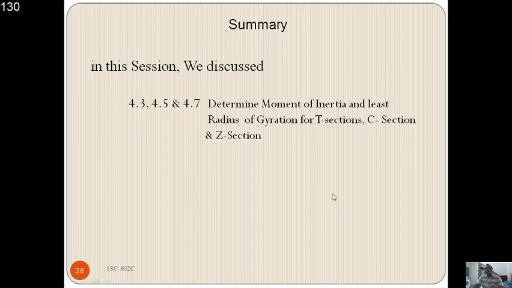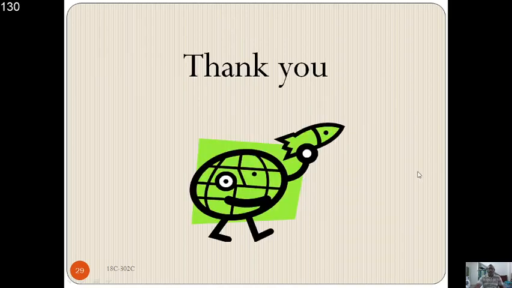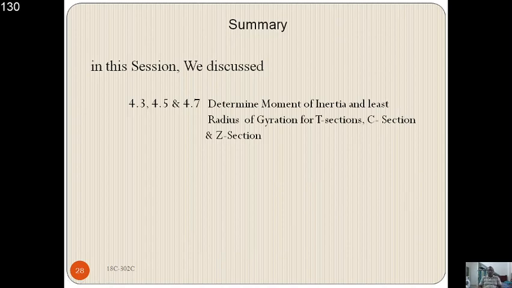So with this, we are concluding that we have understood in this session how to calculate the moment of inertia and least radius of gyration for the T section, channel section, and Z section. Note down that we have calculated symmetrical sections only. I request you to please practice all these calculations by changing the values at your home.